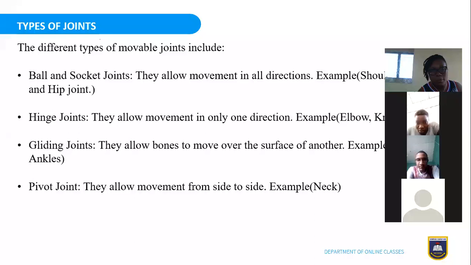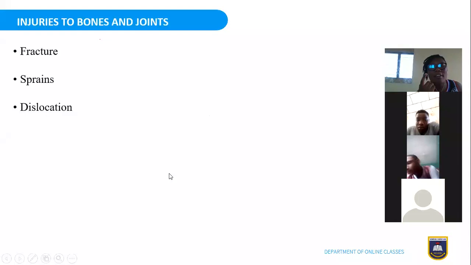Any question? If there is no question, then let's look at injuries to bones and joints, okay? Some of us can get injured. Some injuries of the bones and joints are fracture, sprains and then dislocation. If I say dislocate, it means that you have moved from one location to the other. So there is a movement, just moved from one place to another. Now, fracture means that there is a breakage in the bone. All these things can be caused by accident. Sometimes you are running anyhow in the house, before you realize, bam, you've just hurt yourself.